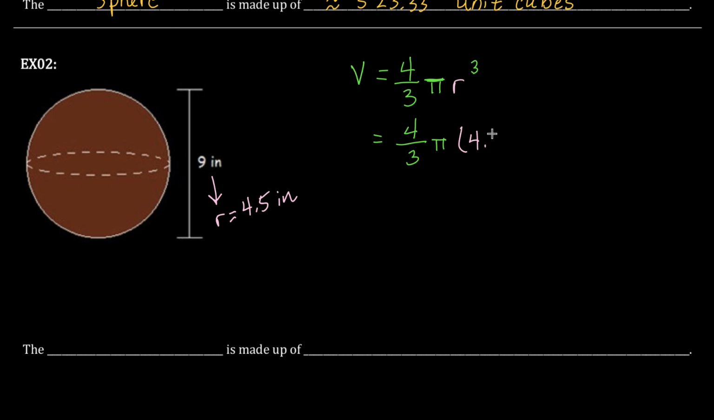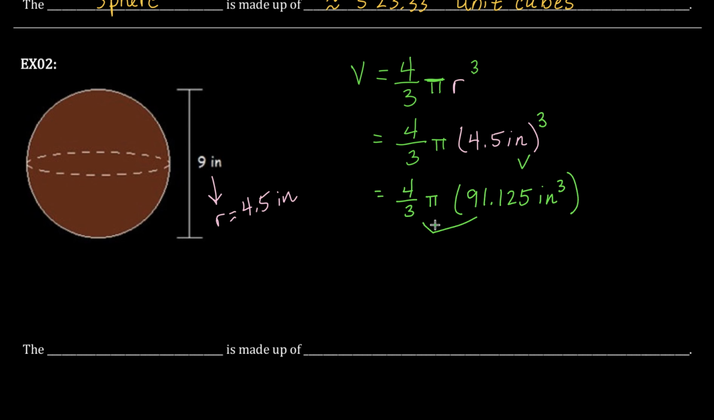So 4.5 inches to the third power. Nope, wrong color. No, that was right. My eyes just deceived me. Okay, now let's do this right here. So we get 4/3 pi, and then we get 4.5 times 4.5 times 4.5 is 91.125. And then inches times inches times inches is inches to the third power.